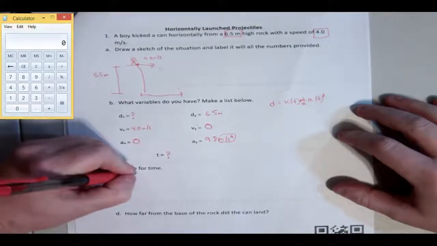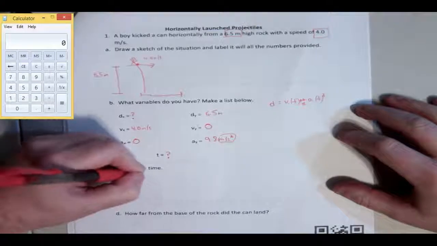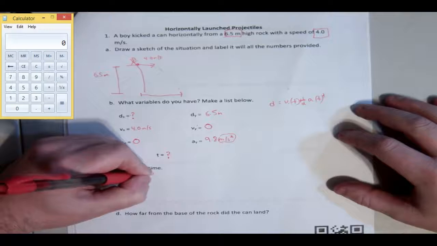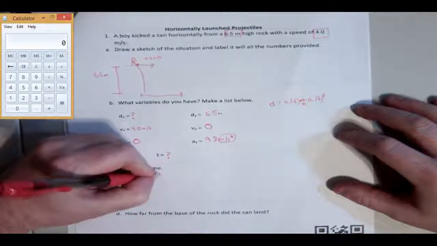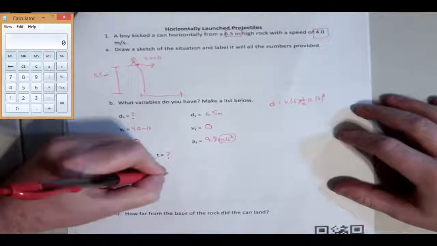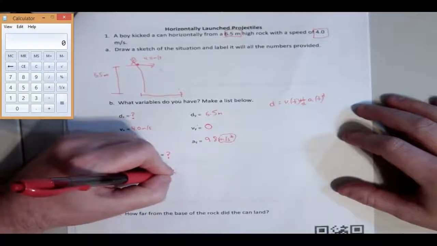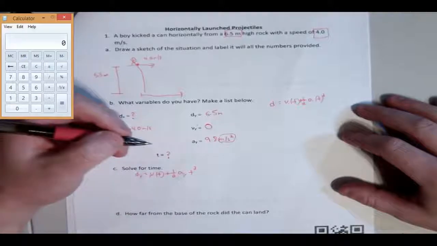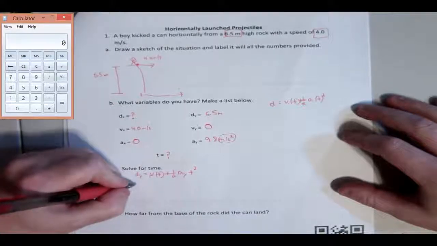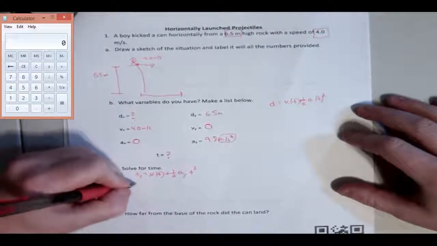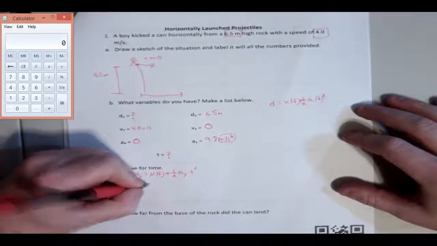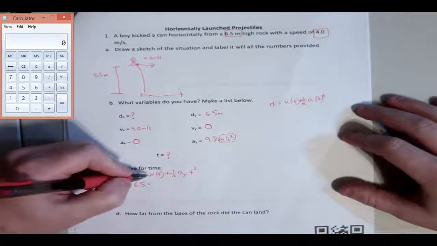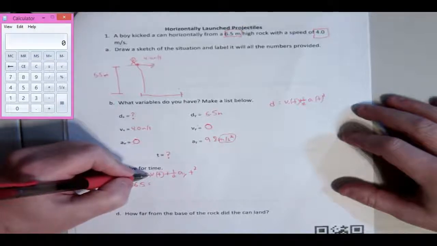So again, I'm going to rewrite my formula. Y displacement equals initial velocity, y velocity, by the way, times time, which we are solving, we don't have, plus 1/2 times the acceleration of y times time squared. So we're dealing with y. What's the displacement of y? Well, they give it to us. 6.5 equals. What's our initial y velocity? Well, let's look up here.